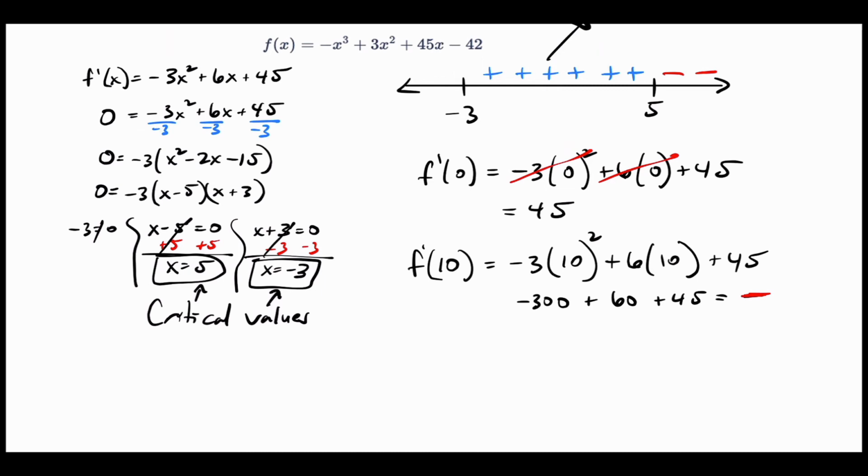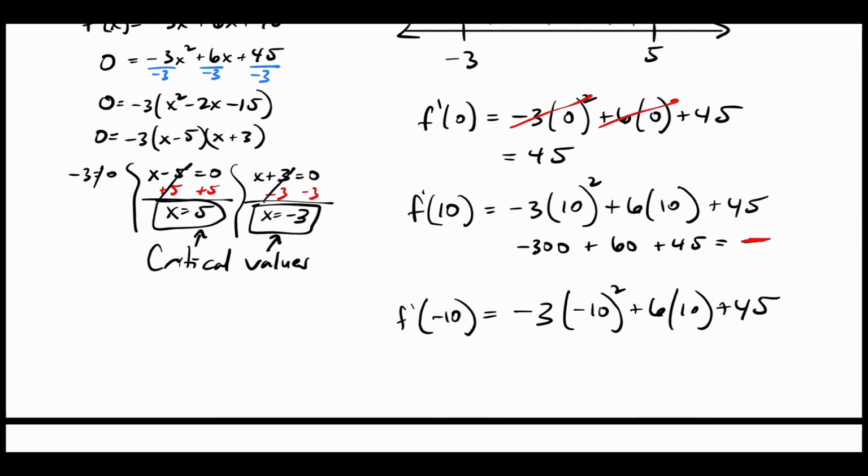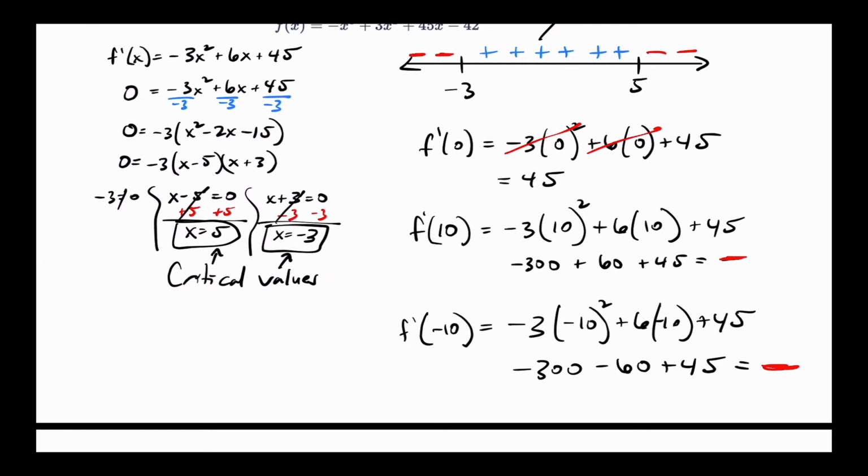Before negative 5, you can use negative 10. Since I used positive 10, it's going to be very similar. Let's see. So negative 100 will still give me negative 300. Oops, negative there. So that would be negative 60 plus 45. It's going to be a negative number. I don't really care what the number is. It's irrelevant what the number is. What is relevant is the sign. So it's negative, negative.